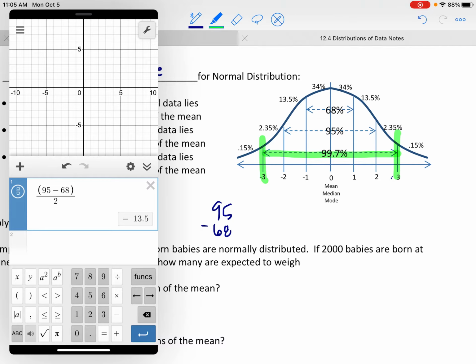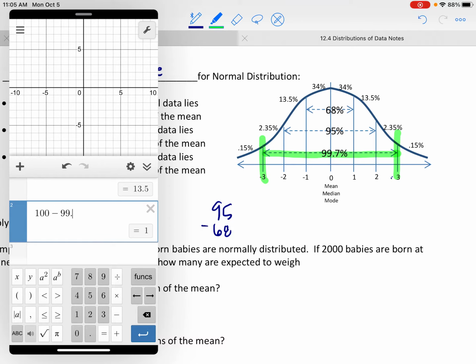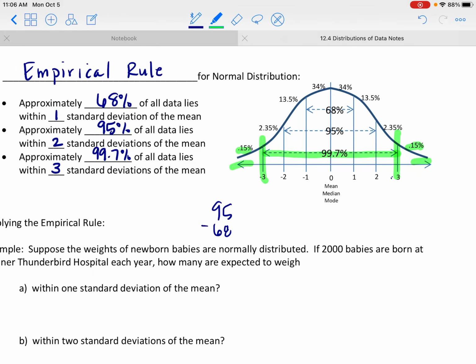If we take that away from the 100% total, right? There's 100% of data total. If we take out the 99.7 that's captured within the 3 standard deviations, there's 0.3 left. Because there's symmetry, if we cut that in half, there's going to be 0.15 left out here and 0.15 left out here, beyond those markers. Okay? Alright. Hopefully I'm not muddling this up for you too much.